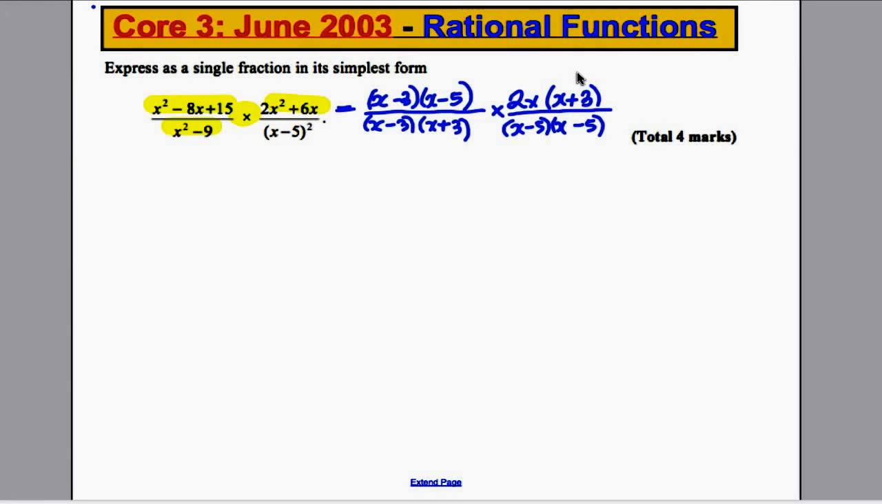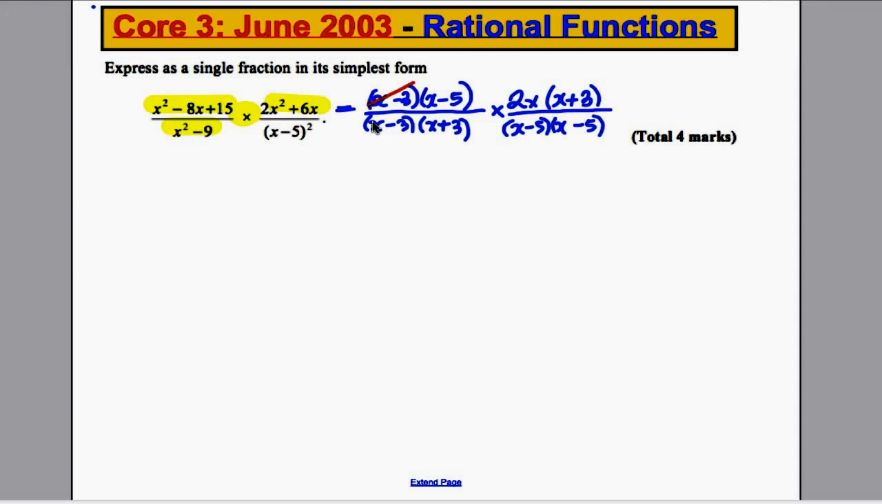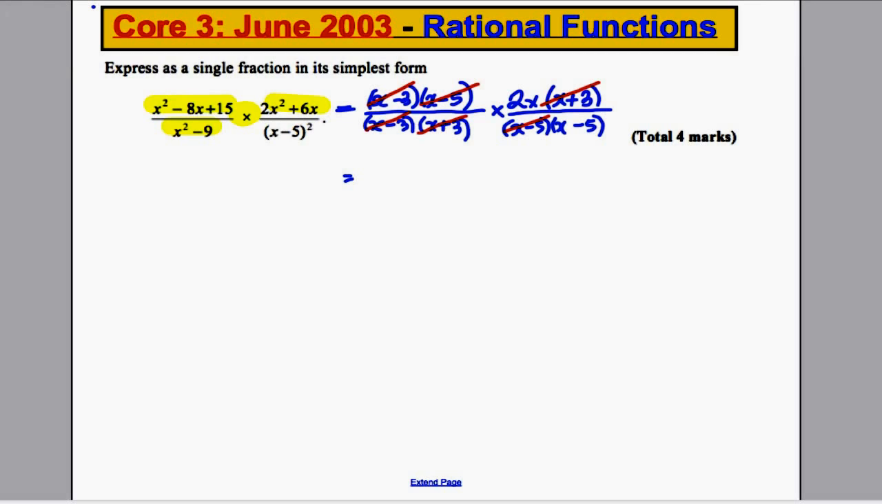Okay? Now, what cancelling can we do? When we multiply fractions, top times with top and bottom times with bottom. So anything on the top will stay on the top. Anything on the bottom will stay on the bottom. So what can we cancel? That x minus 3 and that x minus 3 cancel. That x plus 3 and that x plus 3 cancel. That x minus 5 and one of the x minus 5 cancel. We've got ourselves an answer of 2x over x subtract 5. A very straightforward 4 marks.